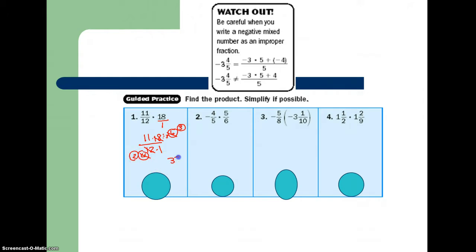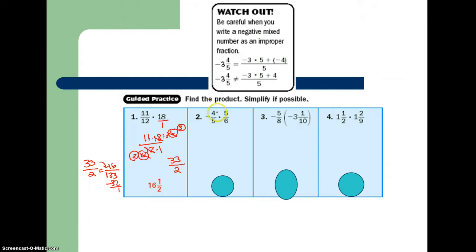So now you have 33, 11 times 3, and 2 times 1, excuse me. And 33 over 2 you need to make into a mixed number. So bring down the 33. And 2 goes into 33 16 times. You're left with 1. So 16 and a half is your answer.